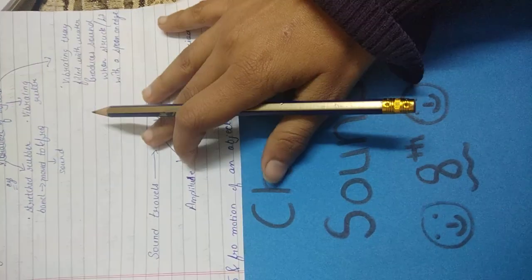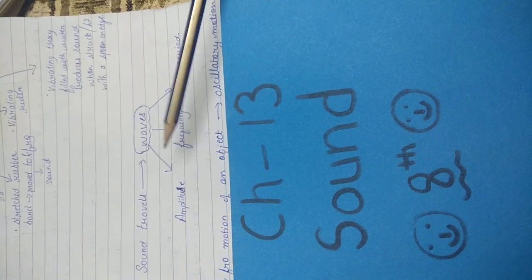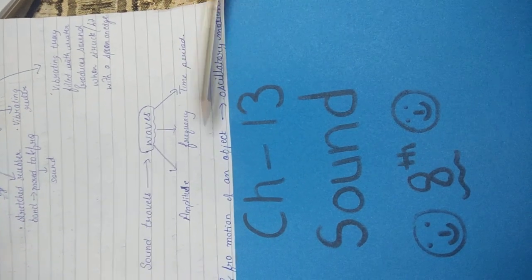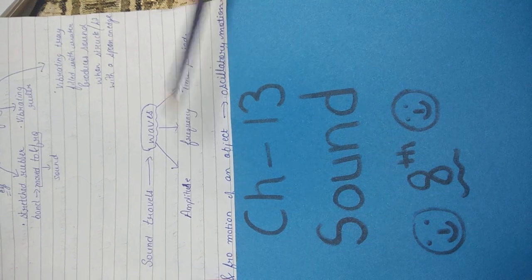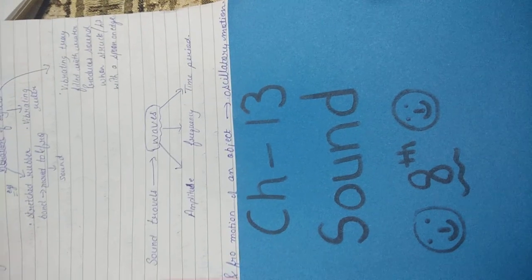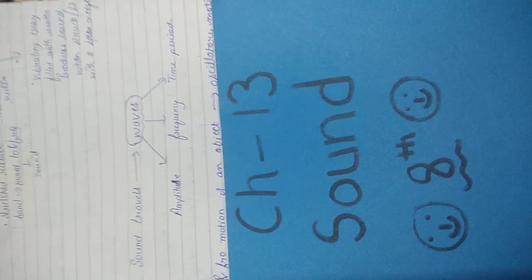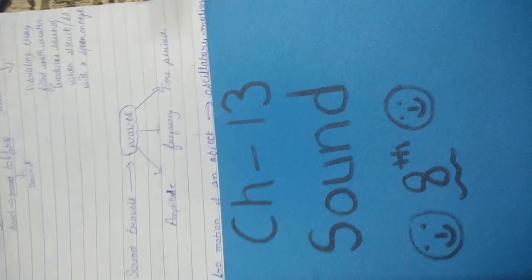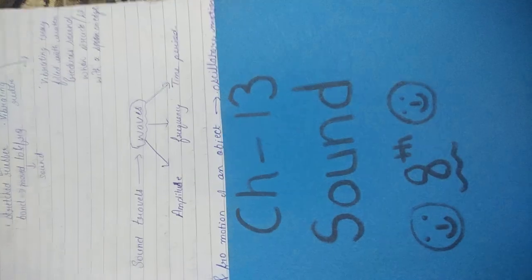Next, sound travels in waves. Waves further have three categories, such as amplitude, frequency and time period. Frequency, we all know, is how many times, in layman's language. Then time period is how much time is taken. And now let's understand what amplitude is.